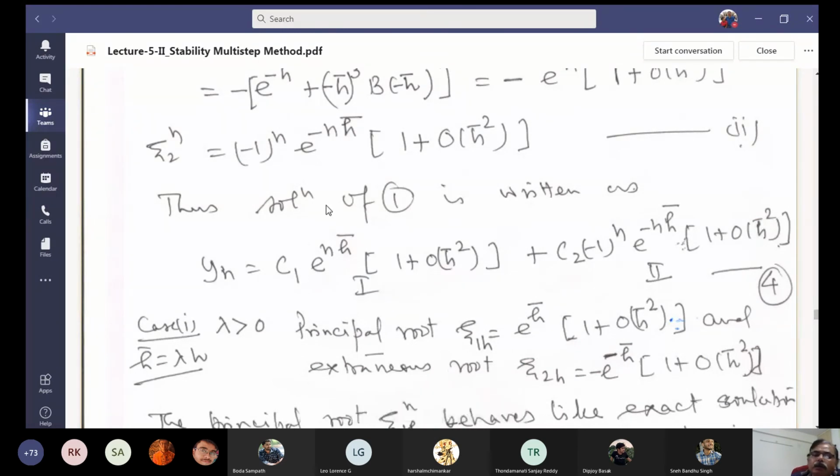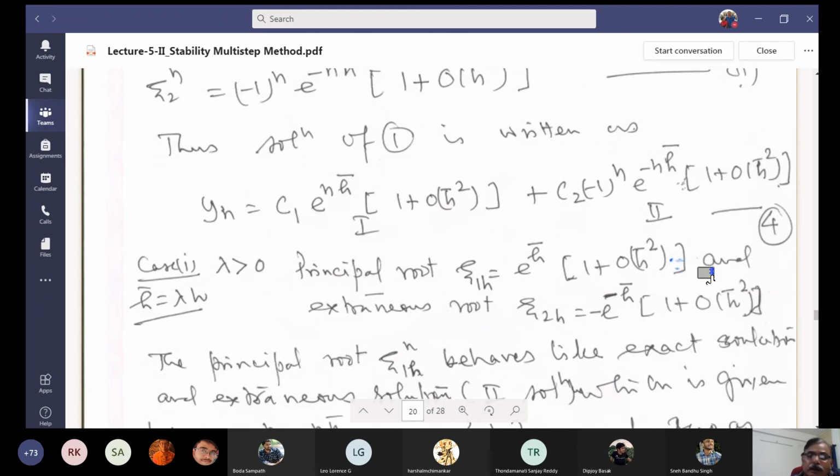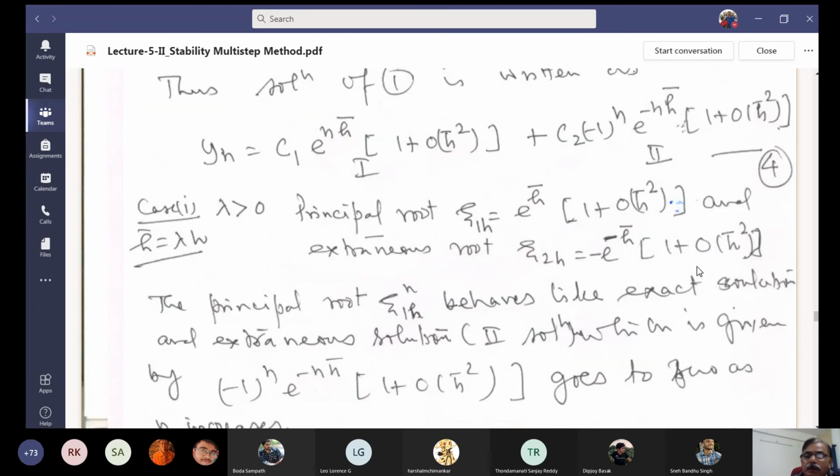But the first solution is, again you see, e to the power n h bar, the way you have seen earlier, because this corresponds to xi1 equal to 1. Is that right? Yes, sir. So this is already basically a principal root. So for lambda greater than 0, xi1 of h is the principal root and the extraneous root will be the second one. If the second one behaves nicely, then the solution is stable, otherwise not.